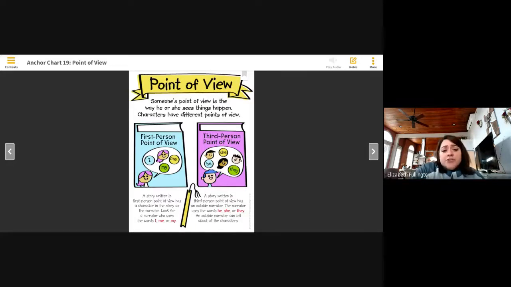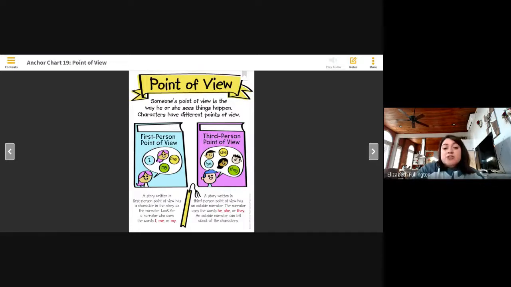So the third person point of view: a story in third person point of view has an outside narrator, and the narrator uses he, she, or they. So an outside narrator can tell about all the characters in the story. It says here, readers need to identify the narrator, or who is telling the story, to figure out the point of view. We have to remind ourselves that the narrator is either a character in the story or outside of the story telling the story.